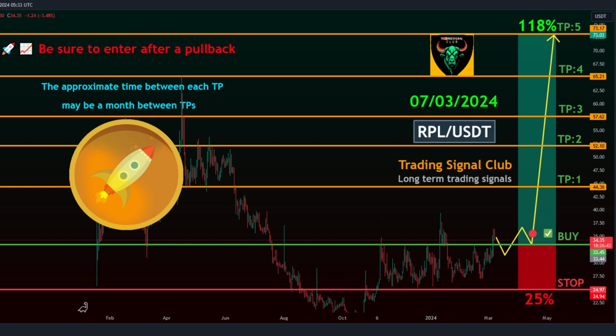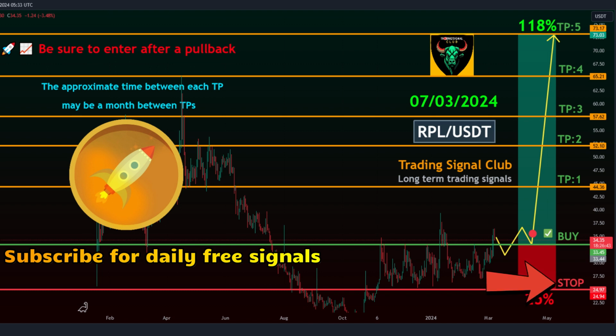Entry point, 33.45 to 35.37. Take profit targets. Target 1, 44.36. Target 2, 52.10. Target 3, 57.62. Target 4, 65.21. Target 5, 73.17. Stop loss. Stop level, 24.97.